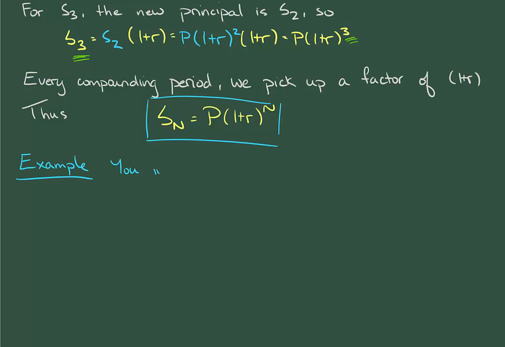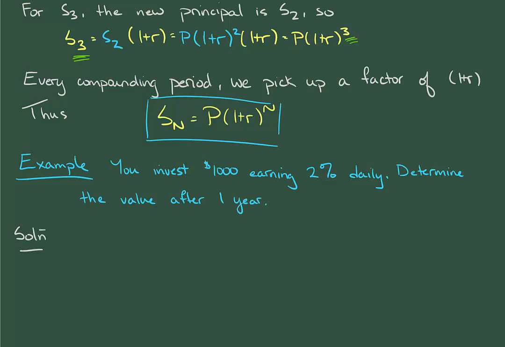Let's start off with a simple example to begin with. Let's say that you invest $1,000 and you're earning 2% every single day, right? And of course, this is, again, an absurd example. If someone offers you this, you should absolutely take it. But let's figure out what the value is after a single year. So our principal is easy. It's $1,000. The interest rate is 2%. Now, what is n? At this point, you should actually pause the video and see if you can figure out what the value of n is.